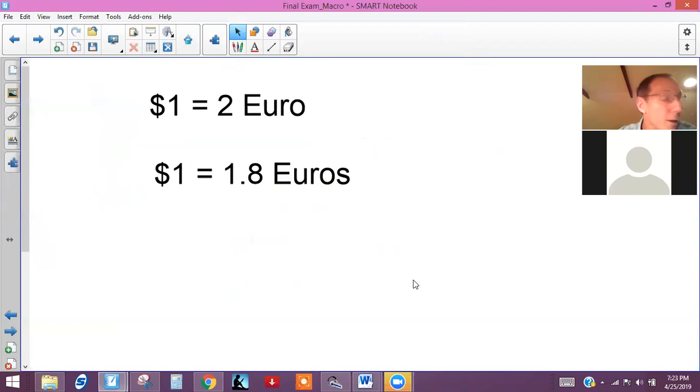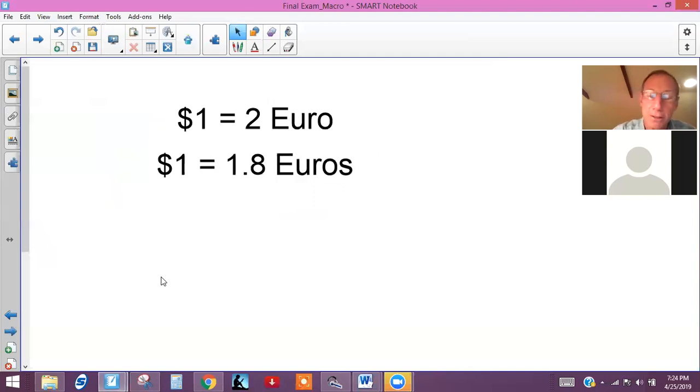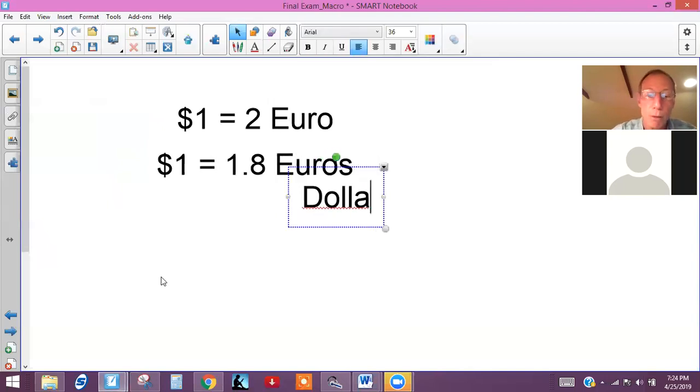Now, the other thing is, okay, so if we have this situation where, well, actually, so if the dollar depreciates, right?